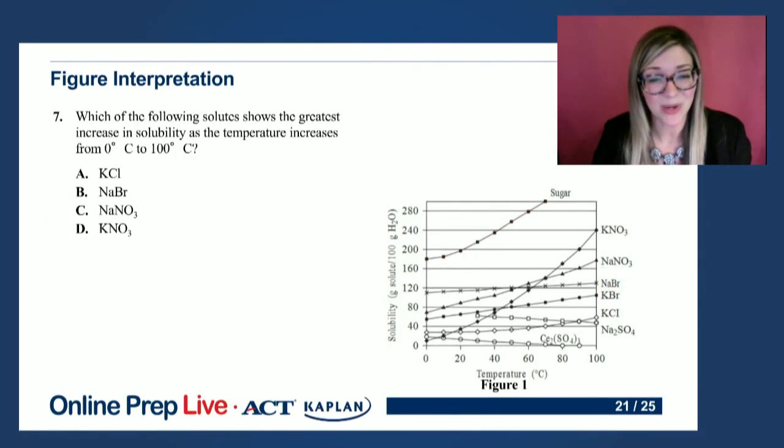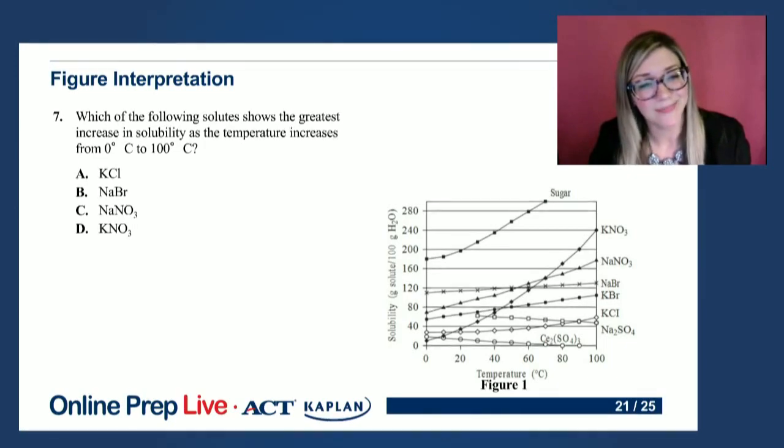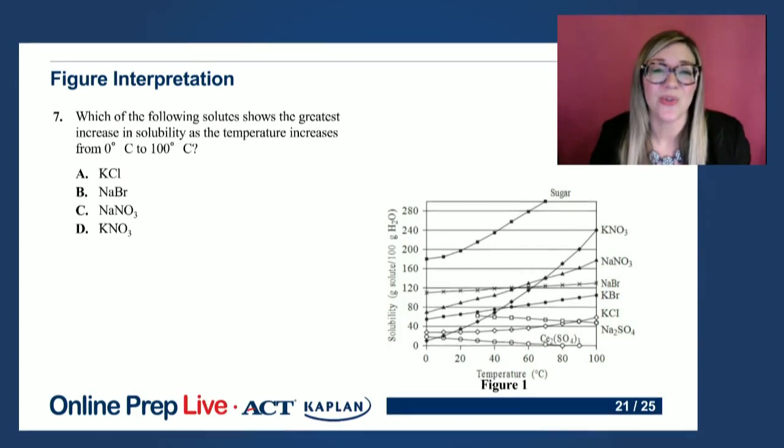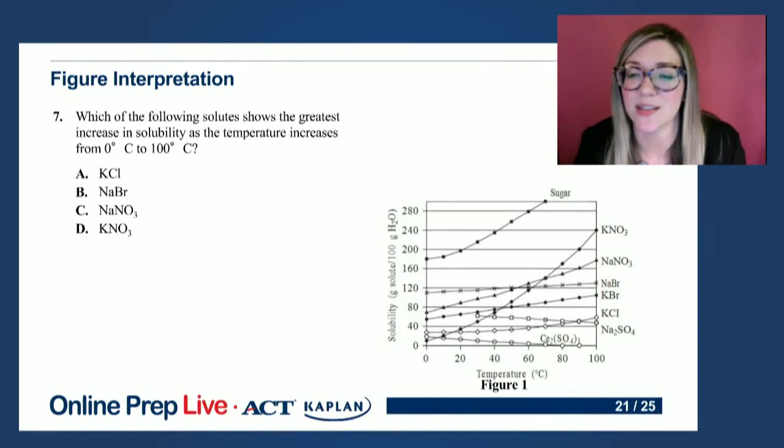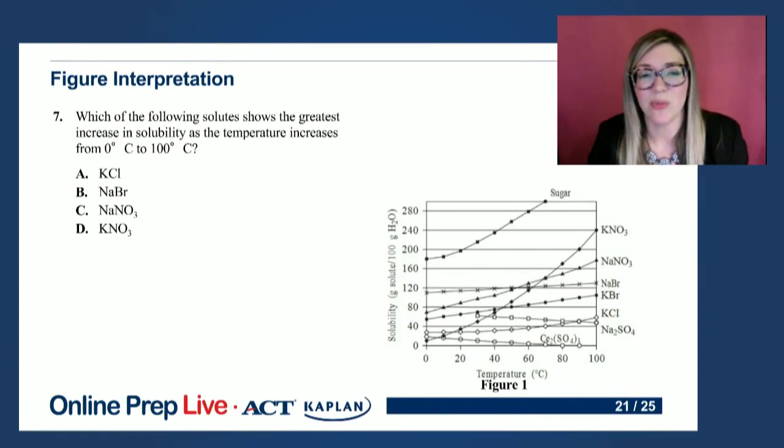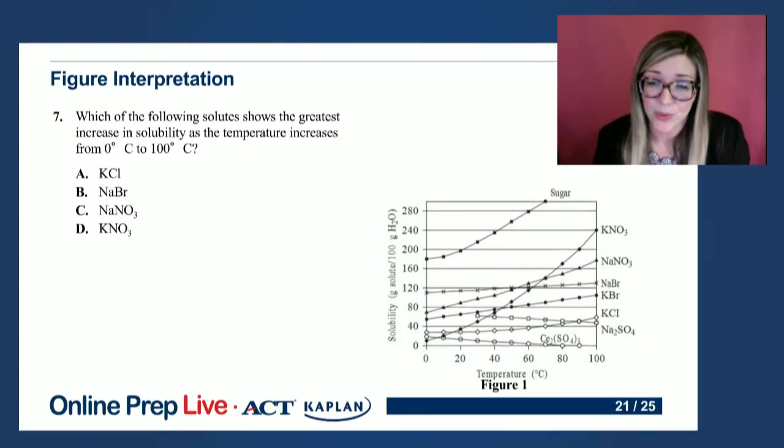Let's see if we can answer some questions. All right, quick glance here. I noticed that we have some of these compounds in our answer choices. We have kissel, we have nabber, nano, and Cano. Those are fun to say. Which of the following solutes shows the greatest increase in solubility as the temperature increases from 0 Celsius to 100 Celsius? So our first step here is going to be orienting ourselves with our figure. So it tells us that we should be looking at temperature increasing from 0 to 100. And we want to know which of these shows the greatest increase in solubility.